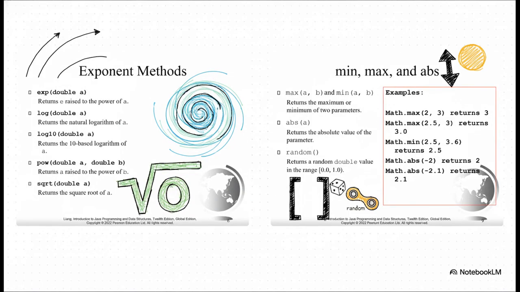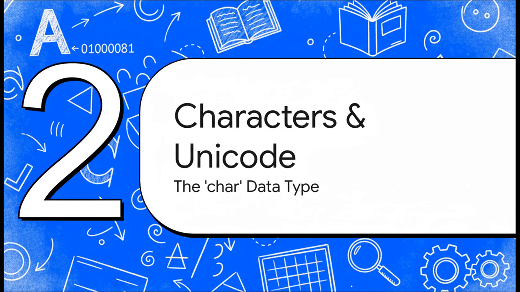And beyond rounding, the math class has other workhorse methods you'll use constantly. You've got your exponent functions, like pow for power and sqrt for square root, and then you have these super handy utilities like max, min, abs for absolute value, and of course, random for generating a random number. Okay, we've got numbers handled. Let's move to our next tool and see how this all builds up.